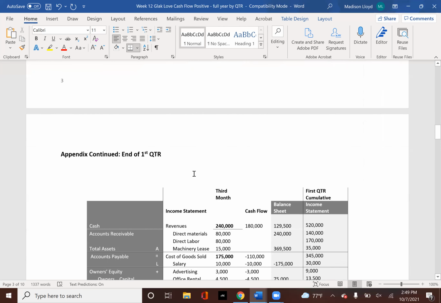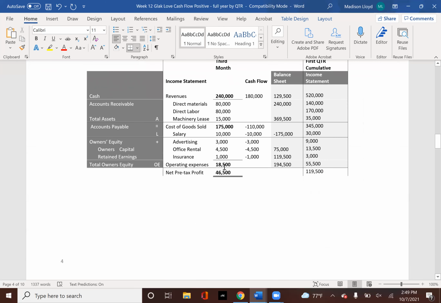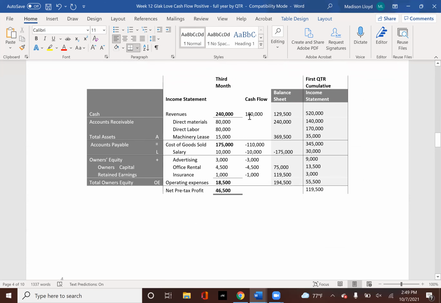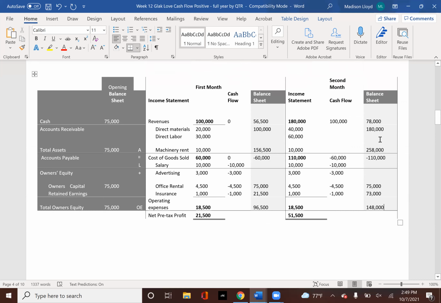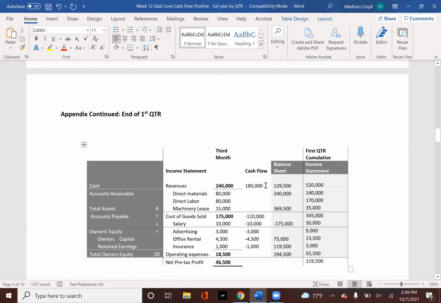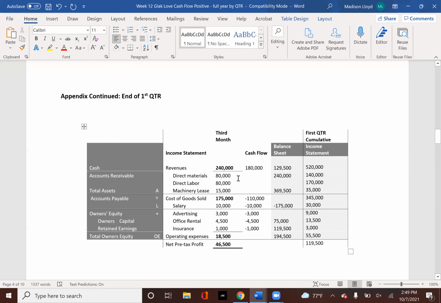We move on to our third month. All of these are going to stay the same. We go up to our cash flows. We record our accounts receivable from last month, which is $180,000. You record that right here in your cash flow. Okay. Now, do you remember what I said? Your total assets, which is gonna pay for your expenses.